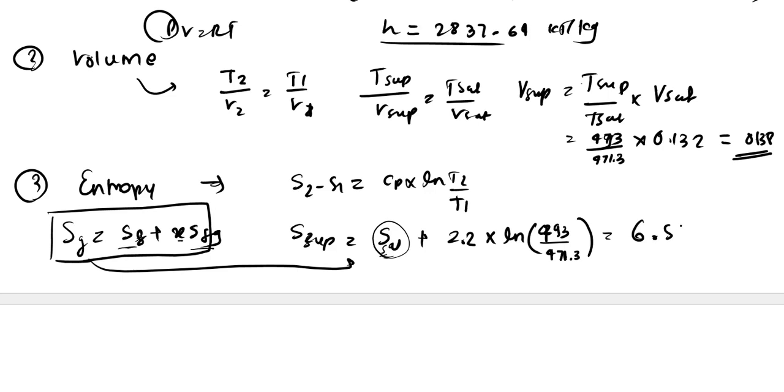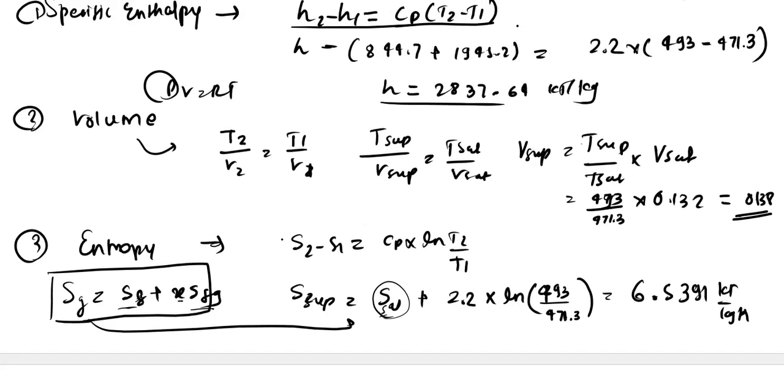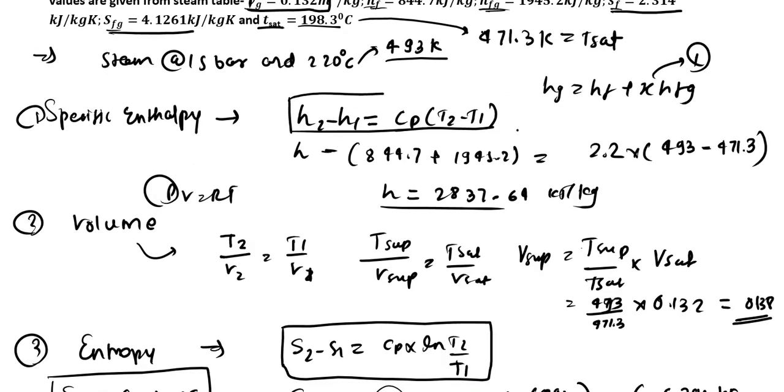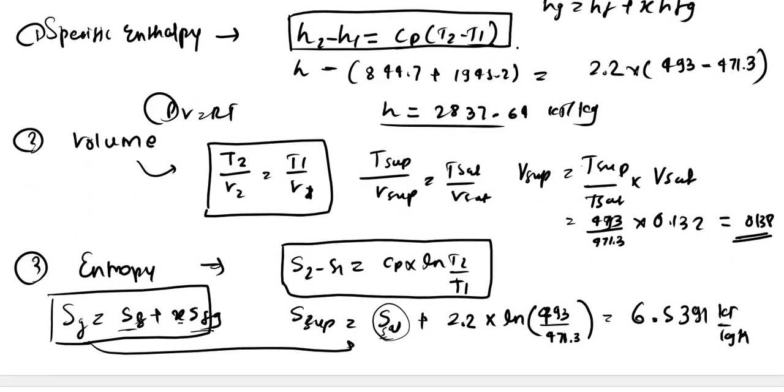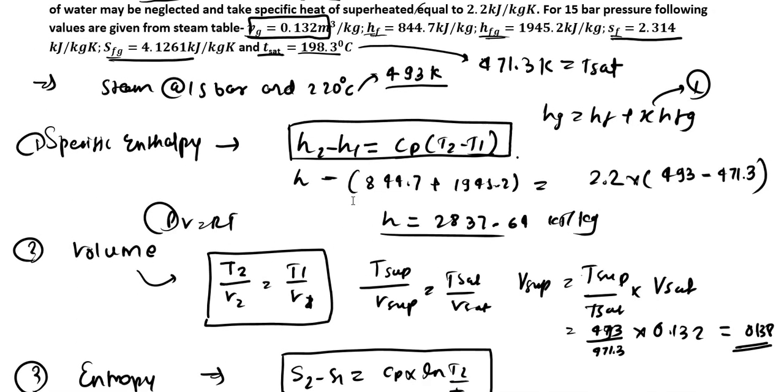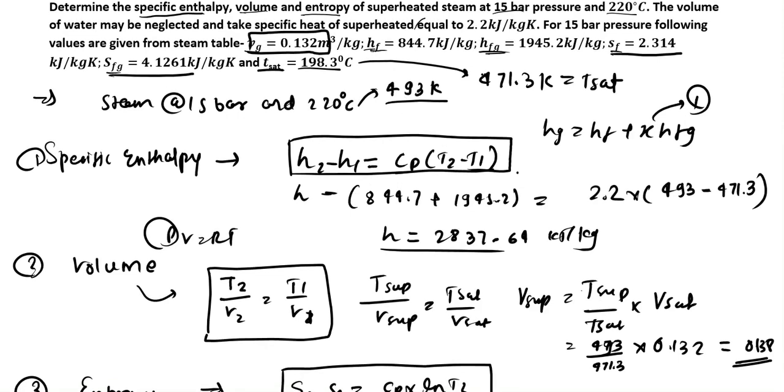The answer comes out to be 6.5391 kilojoule per kg Kelvin. So this is how you can solve this question. Some things became important from this question. The first thing is this equation, the second is this equation, and the third is of course the ideal gas equation. These three things you should remember from this question. If this question comes again, you can solve it using these three things. Thank you.